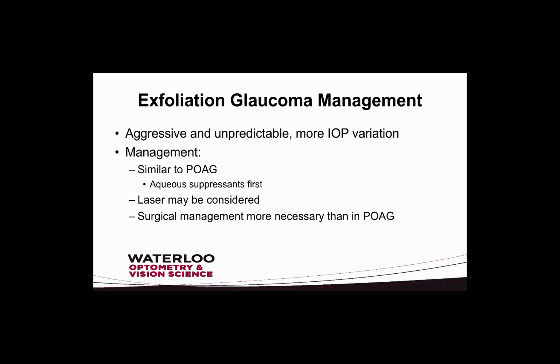Aqueous suppressants are thought to potentially work a little bit better because we're dealing with a glaucoma that is from an obstructed outflow. So if we improve outflow, or we're using a medication that's meant to improve outflow, it's not going to necessarily work as well because the outflow channel or pathway is already damaged. So the thought is to start with something that's going to bring down the actual production of aqueous humor first. Laser can be considered, but most of these patients will end up needing surgical management once they get into the more aggressive form of glaucoma and IOP.